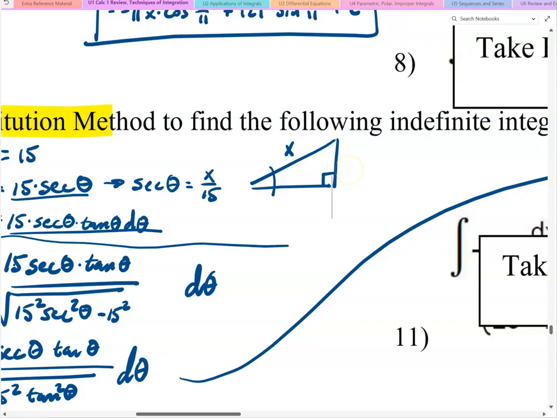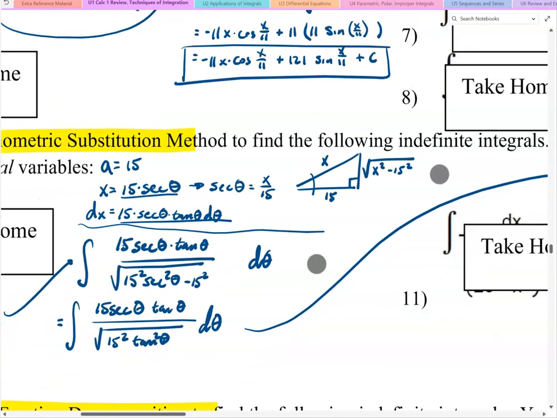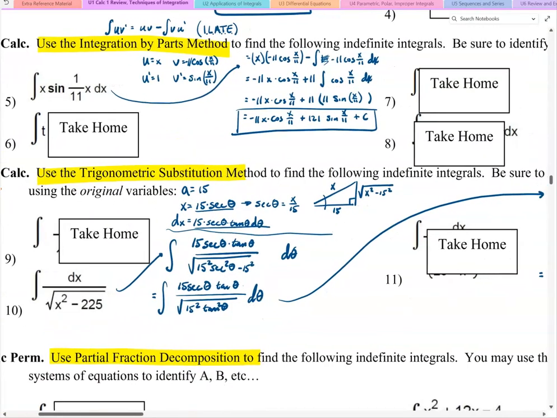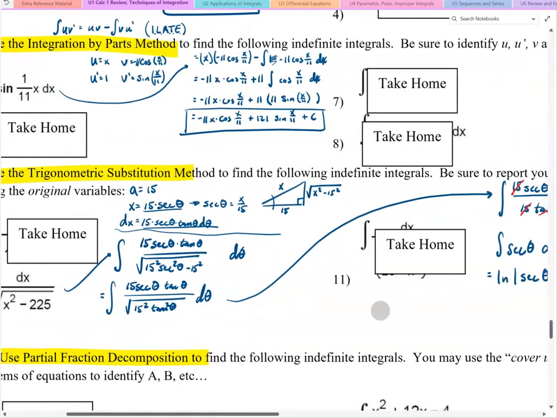Wait a minute, I got that mixed up. Secant is the reciprocal of cosine. So I want 15 as my adjacent side. There we go. So our adjacent side is 15. Our hypotenuse length is x. So we can find this missing side length using the Pythagorean equation: hypotenuse squared minus 15 squared. That's interesting because that's the exact format that we were looking at earlier, x squared minus a squared.